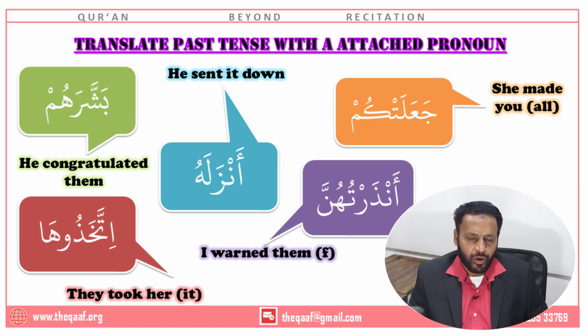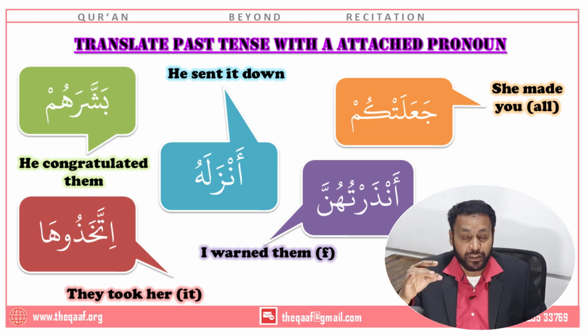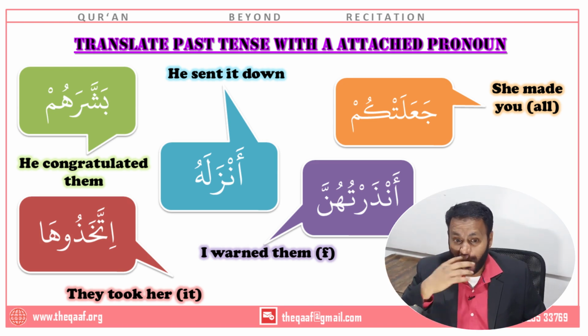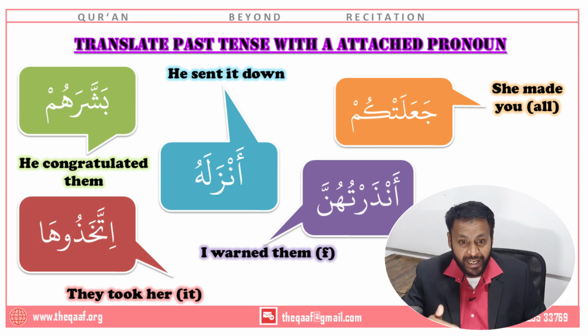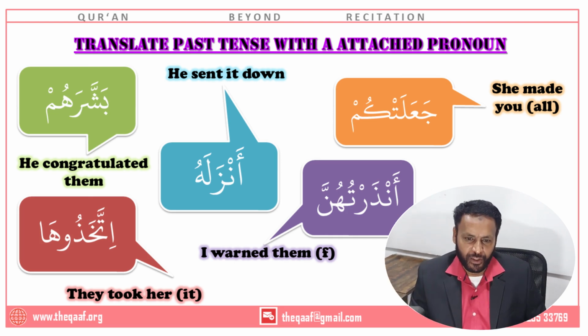Okay, hunna. Hunna is that sixth word: hua, huma, hum, hiya, huma, hunna. Plural, feminine, third person. So it will not be they. This is attached. They will be when it is the detached form. It's attached, so it will be them. So I warned them, feminine. Anzartu hunna. I warned them.